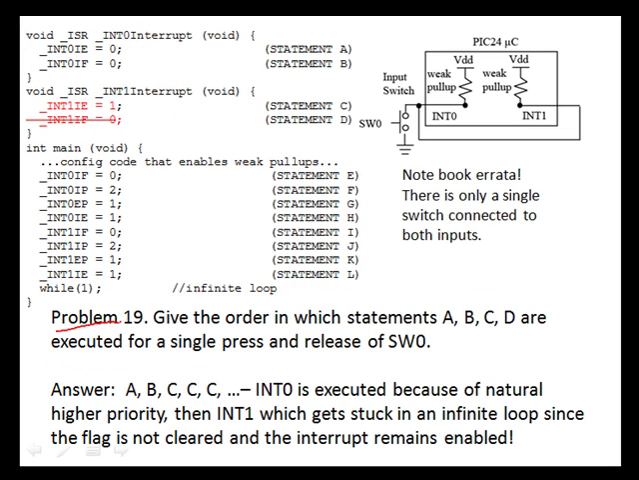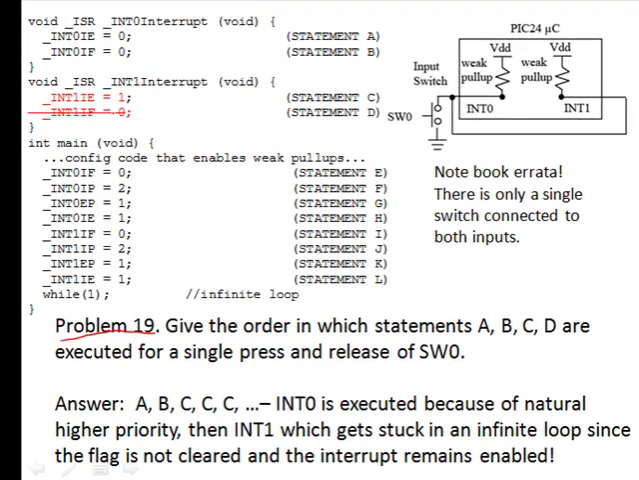Problem 19 takes the code of problem 13 and deletes statement D and changes statement C such that int 1 IE, interrupt enable, is equal to a 1. So now what happens whenever we have a press and release of the switch?